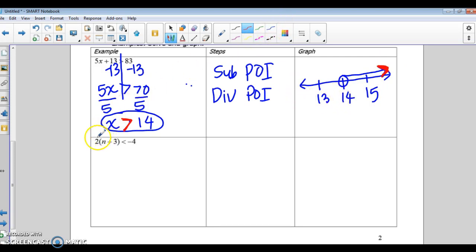Same thing. We all know how to distribute, so we're going to distribute first. 2 times n is 2n, plus 2 times 3 is 6, is less than -4. Can you pause the video and then solve the rest? You should be able to solve this problem and see if you can actually graph it, and then we'll check it together. All right, pause the video.